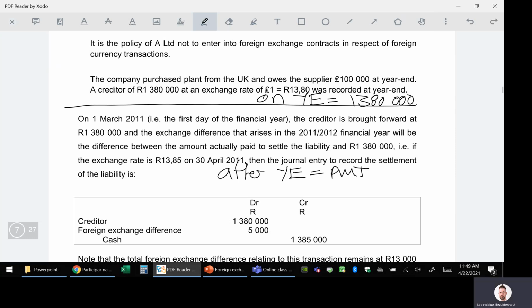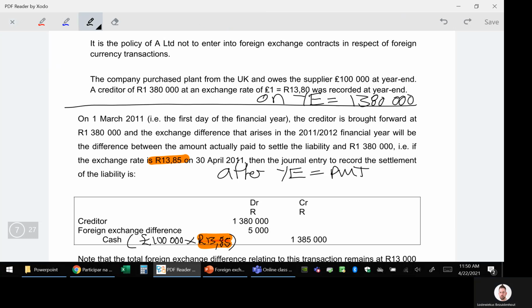All right. So if we now have a payment subsequent to year end, after year end, we make a payment. All right. The payment is £100,000 times the spot rate of 1385 on the payment date. They give us the rate. We convert our amount that we need to pay, £100,000, at the spot rate. So we will credit the bank with 1385.